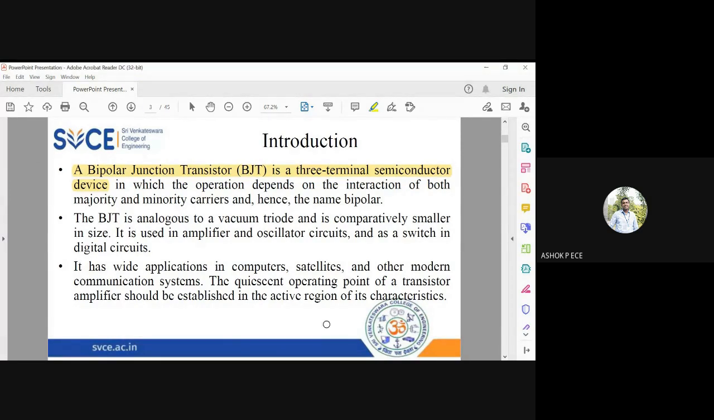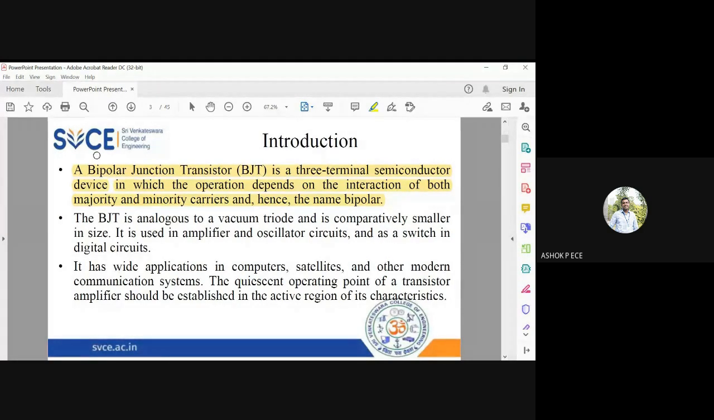So BJT is a three-terminal semiconductor device. The three terminals are emitter, base, and collector, and the operation depends on both majority and minority carriers. That is the reason why you call it bipolar. Bipolar means it involves two charge carriers, that is electrons and holes. Electrons are majority carriers, holes are minority carriers. In a PNP transistor, holes are majority carriers and electrons are minority carriers. So you cannot neglect the effect of minority carriers in BJT because they also contribute to current.